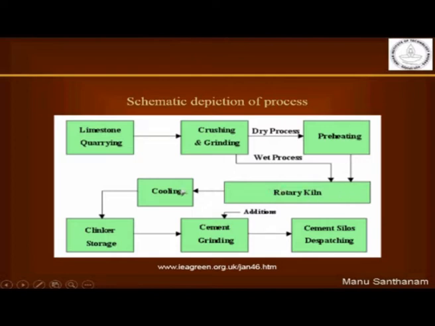From the rotary kiln, the material comes out, gets cooled in a clinker cooler, and then the clinker is stored and finally proportioned with other additives like gypsum or fly ash or limestone, as the case may be. Then the cement is produced to the required degree of fineness and physical and chemical properties, and then it is sent for dispatching.